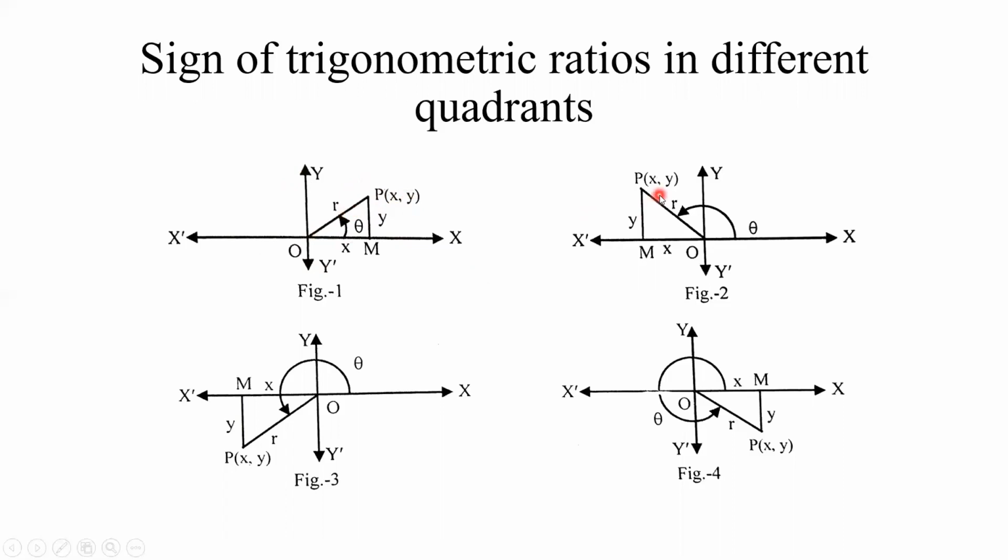In second quadrant, X is negative, Y is positive. In third quadrant, X is negative, Y is negative, and R is always positive. In fourth quadrant, X is positive, Y is negative. Using this figure, we will get some formula and some ratio.